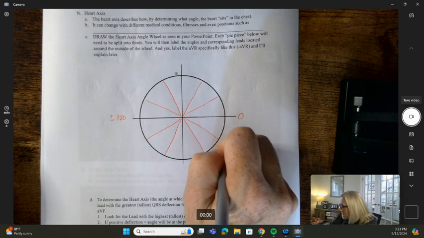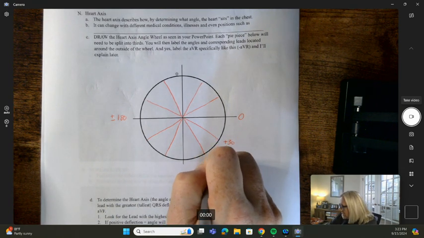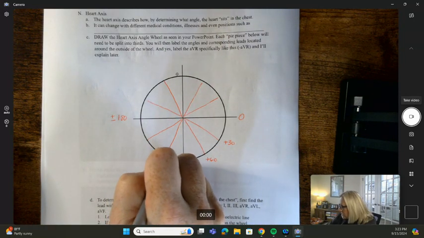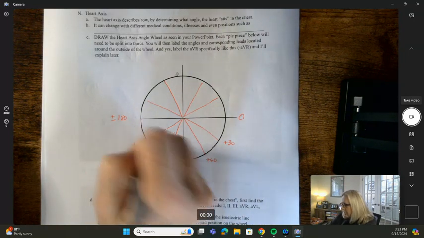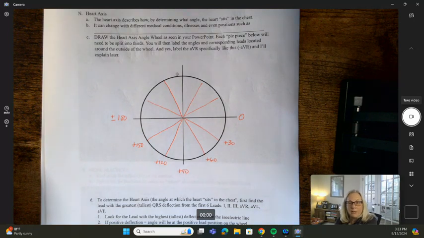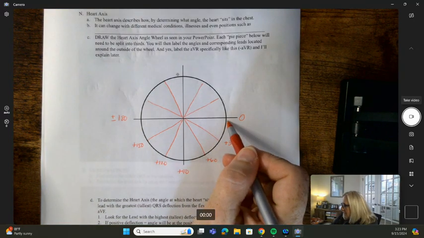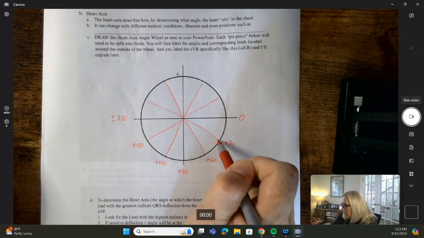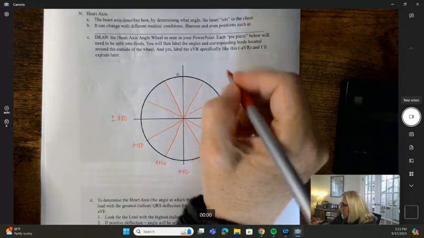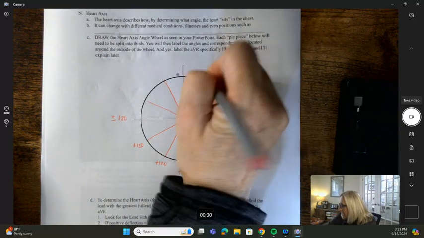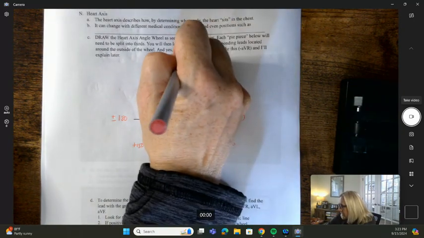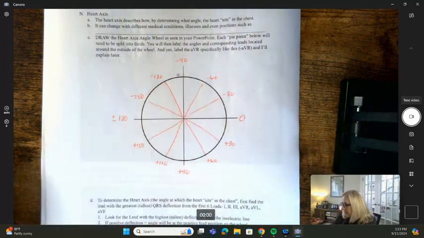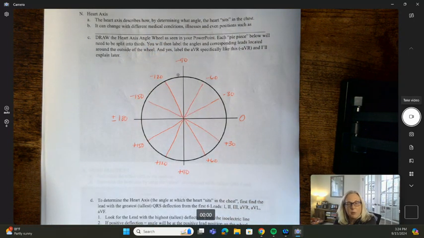So this is a positive 30, a positive 60, positive 90, positive 120, positive 150. So you can see they go up in increments of 30. That makes sense since this is a 90-degree angle and it's broken into thirds, right? 30, 60, 90. So we'll go the other direction. It'll be negative 30, negative 60, negative 90, negative 120, negative 150. So all of the spokes of our wheel are labeled.